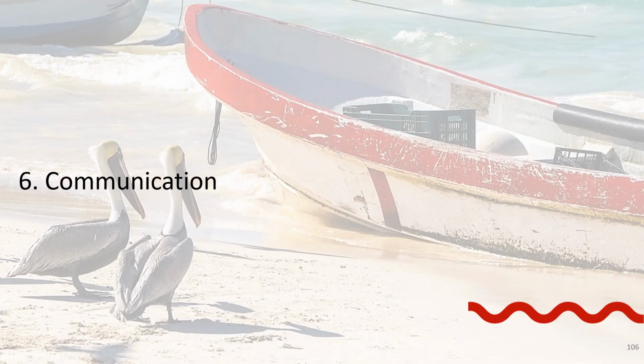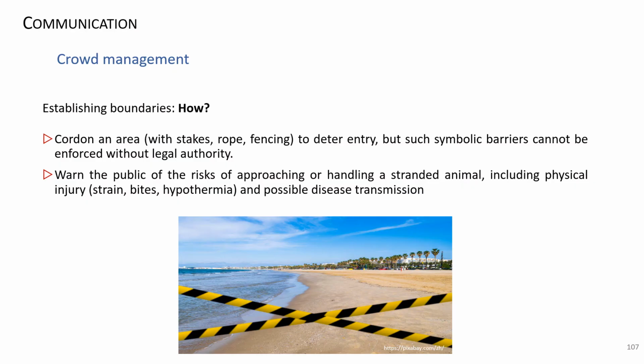And now let's talk about communication. How to do crowd management? Well, we can cordon off an area with stakes, ropes, and fencing to deter entry, but such symbolic barriers cannot be enforced without legal authority. Warn the public of the risk of approaching or handling a stranded animal, including physical injury, strain, bites, hypothermia, and possible disease transmission.